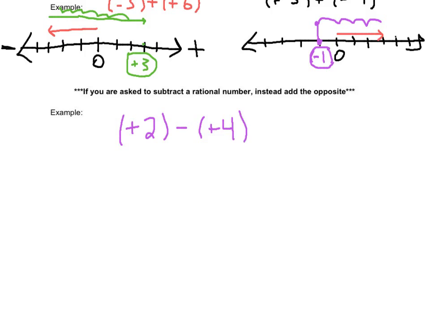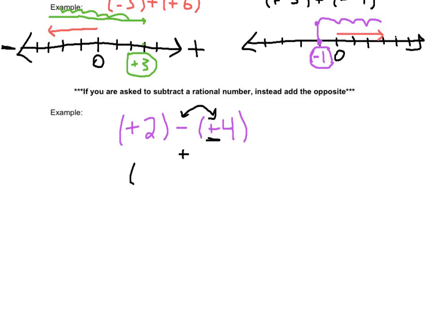It is much easier, instead of seeing this as subtracting a positive 4, to simply switch these signs. It doesn't always work that way. A better way to think of it would be to add the opposite. So the opposite of the positive that we're adding would be a negative.